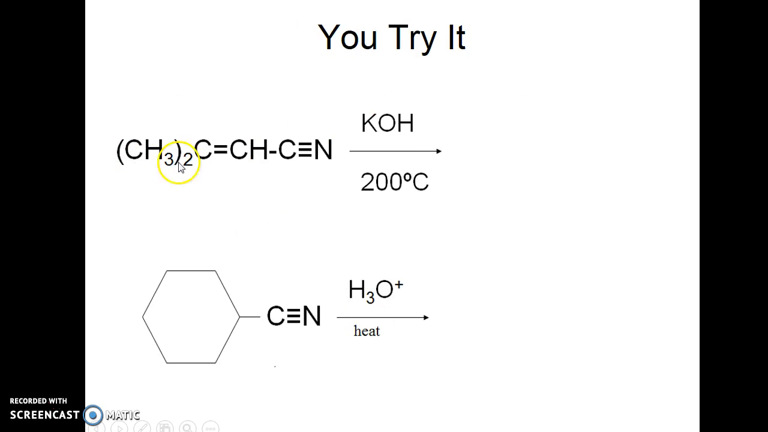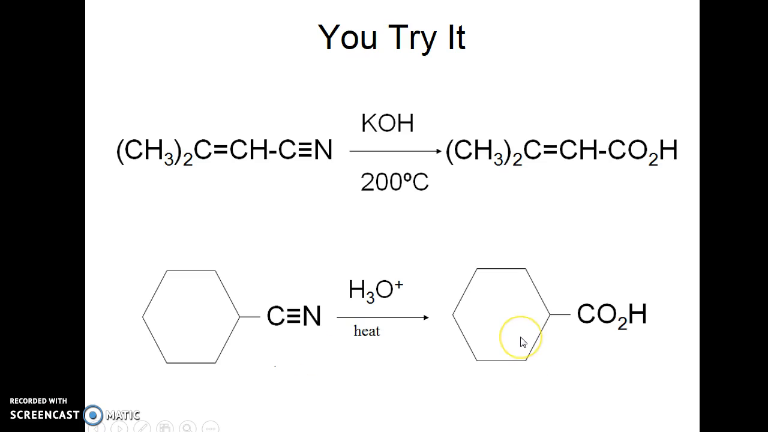Here we have potassium hydroxide, this would be aqueous potassium hydroxide, and aqueous acid, both of them heating with these compounds. What happens? Well, here this will be hydrolyzed to the carboxylic acid, and here this will also be hydrolyzed to cyclohexane carboxylic acid.